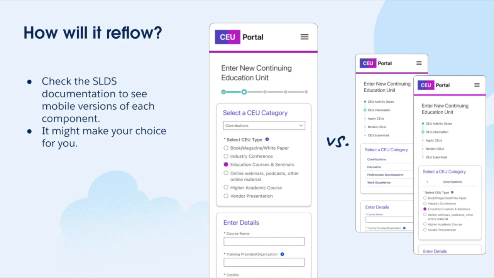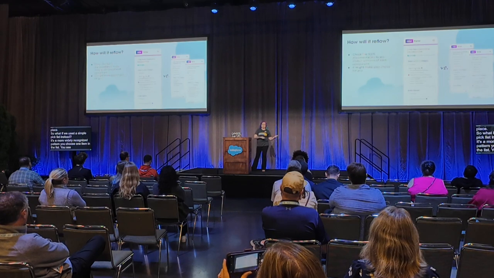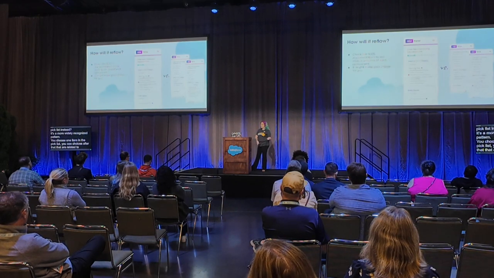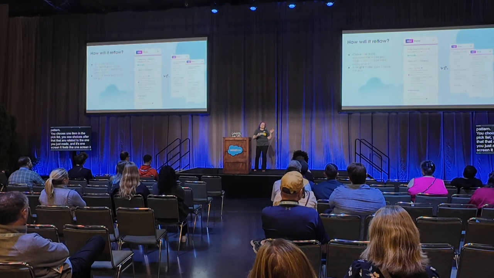It's a more widely recognized pattern. You choose one item in the pick list. You see choices after that. And it's one screen, it feels like one screen, it does not feel like two screens. There's less confusion.